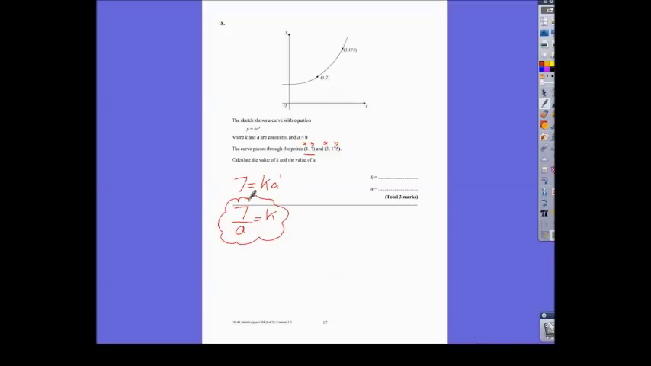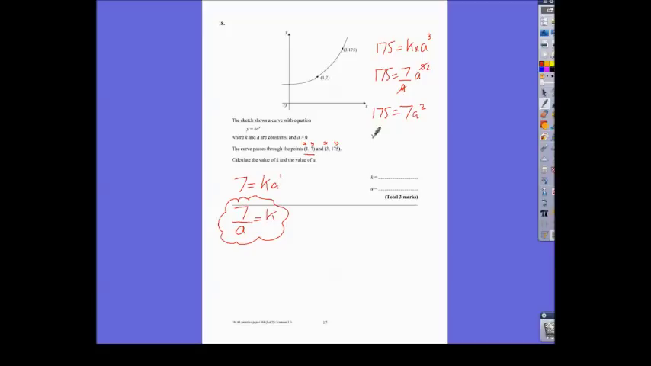The second equation is that when y is 175, x is 3. So we'd have k times a to the power of 3. Now we've just worked out that k is actually 7 over a. So the a would cancel with the a cubed and become an a squared. So we've got 175 is equal to 7a squared.